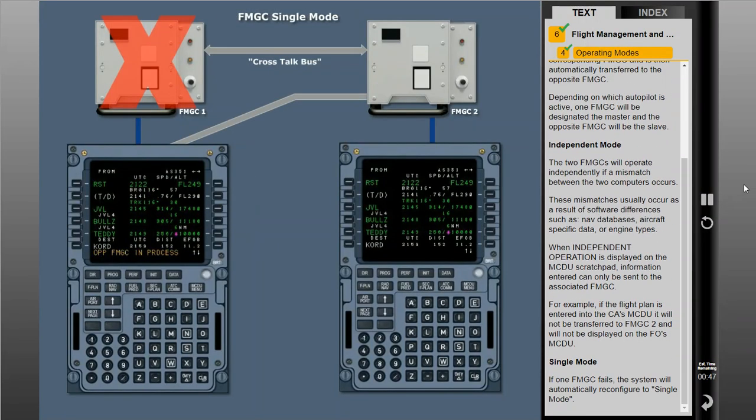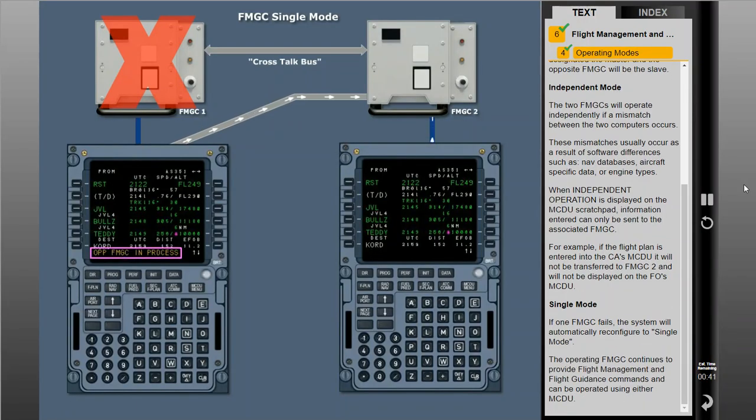If one FMGC fails, the system will automatically reconfigure to single mode. The operating FMGC continues to provide flight management and flight guidance commands and can be operated using either MCDU.